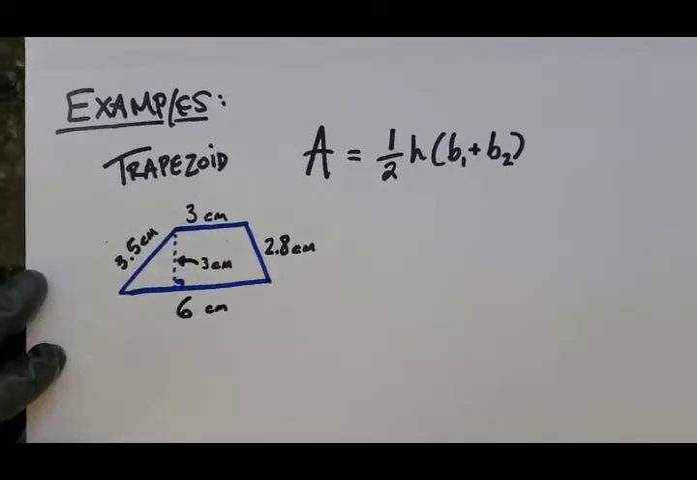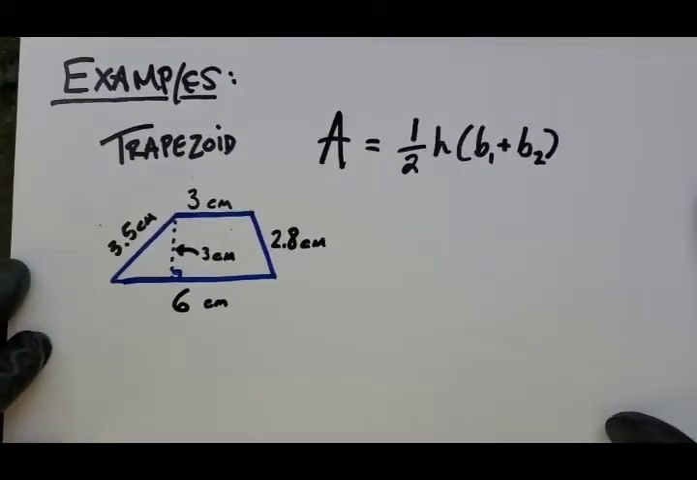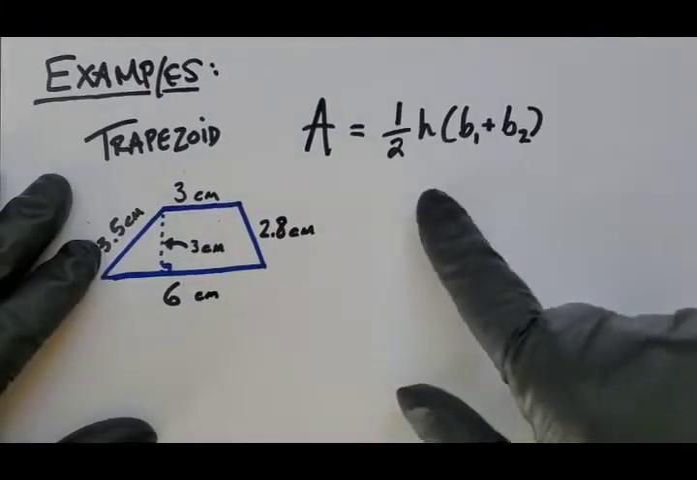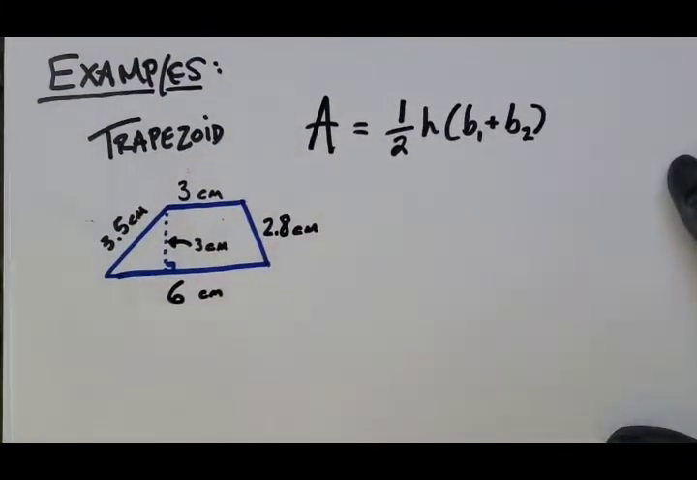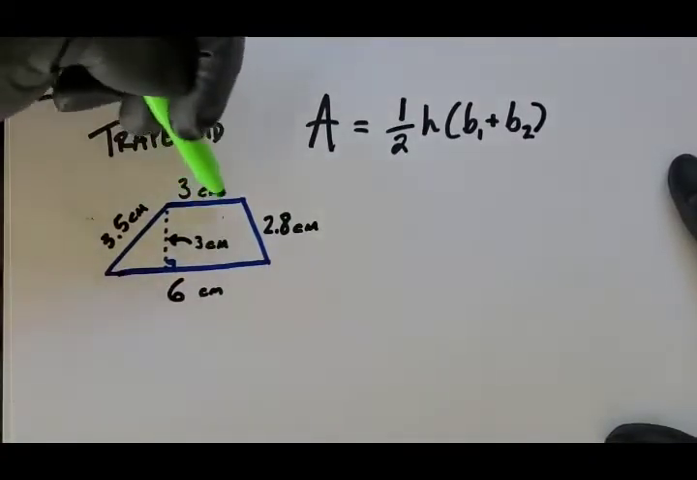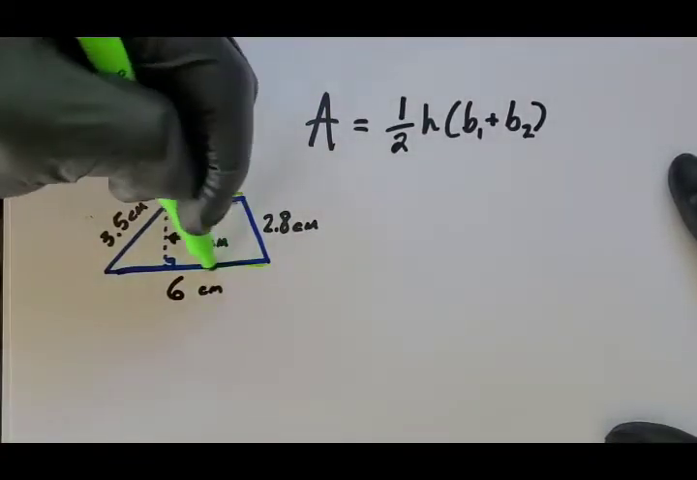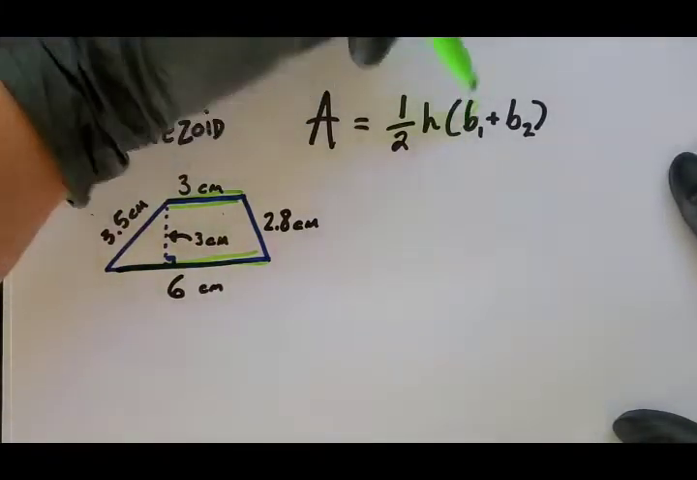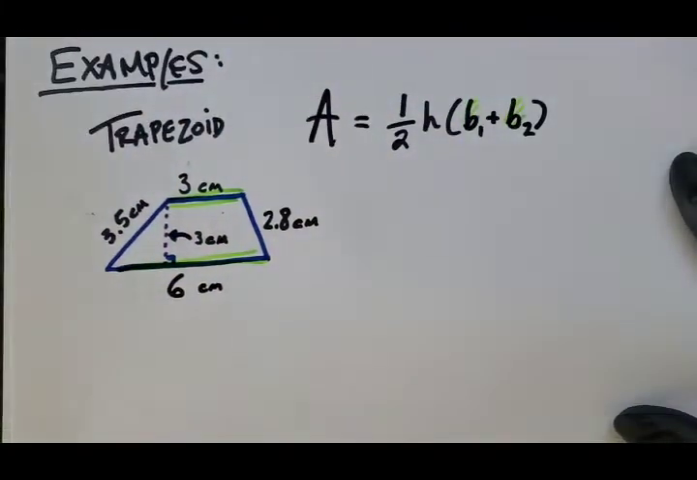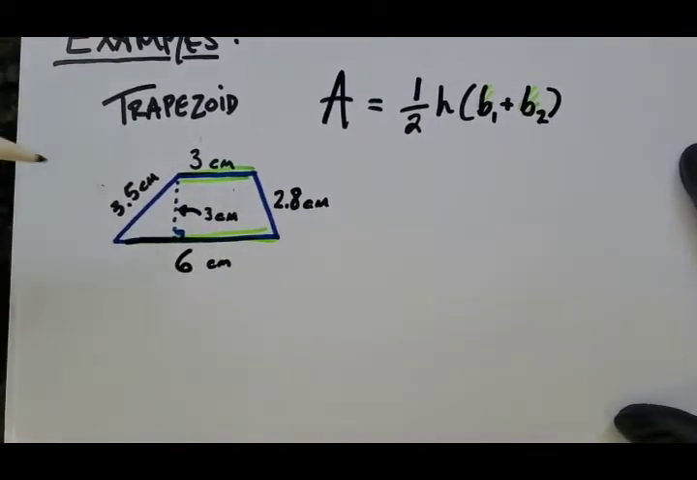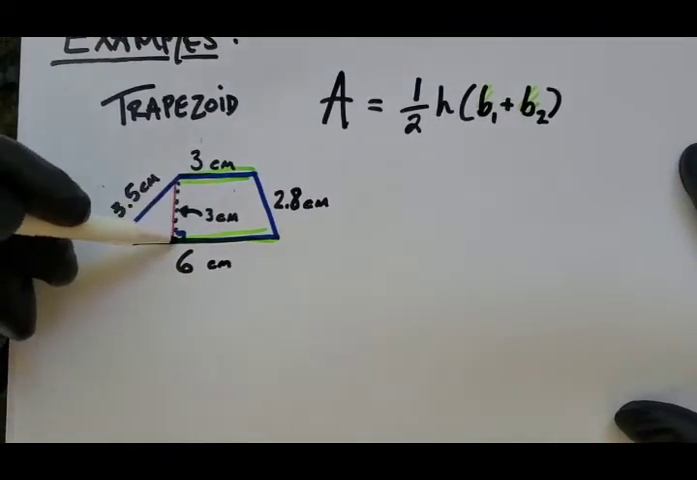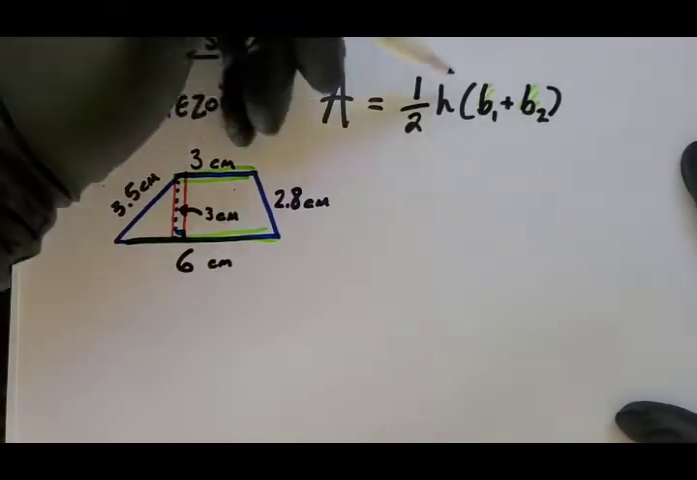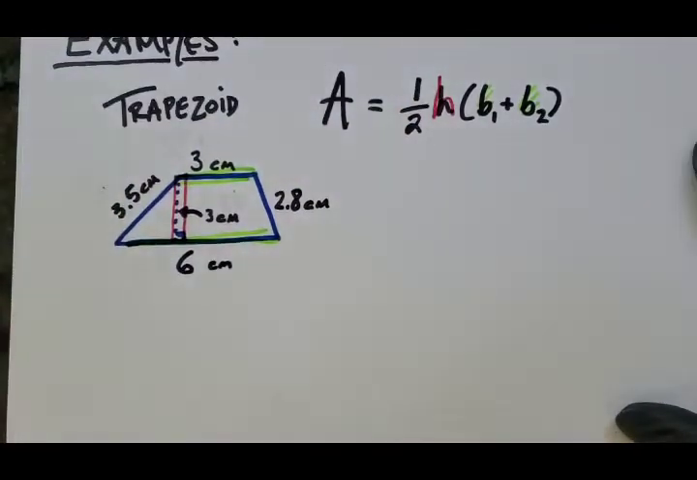Be careful with some of these because sometimes there are extra measurements in the diagram that you do not need. I've written the formula here, and I've already stated that the bases are the sides that are parallel to each other. So these 2 lengths will go here. And then the height is the distance between the 2 bases. I have that in red here, and that'll be the value that we plug in here.